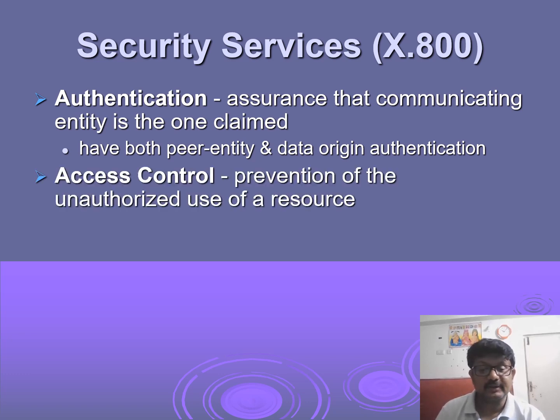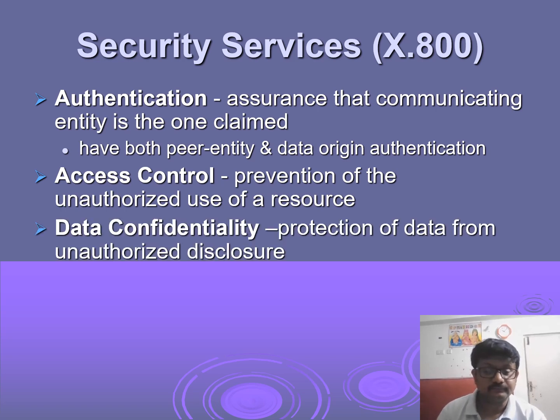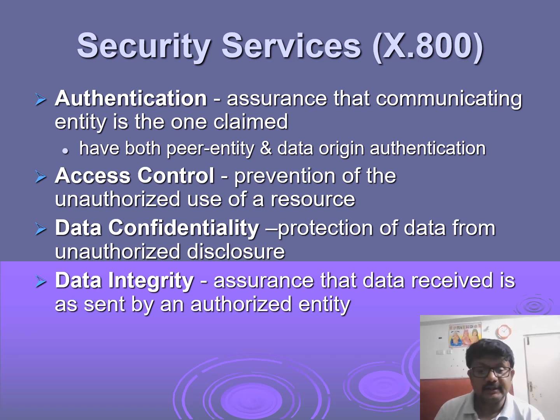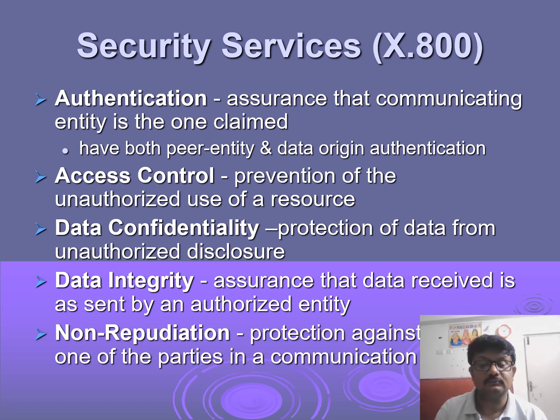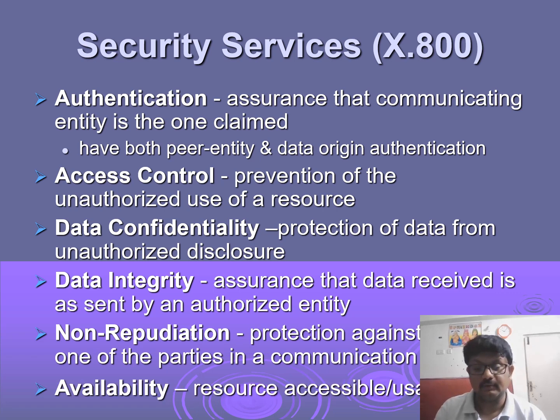Access control is prevention of the unauthorized use of a resource. Data confidentiality is protection of data from unauthorized disclosure. Data integrity means assurance that data received is as sent by an authorized entity. Non-repudiation is protection against one of the parties in a communication denying it. Availability means the resource is accessible or usable.